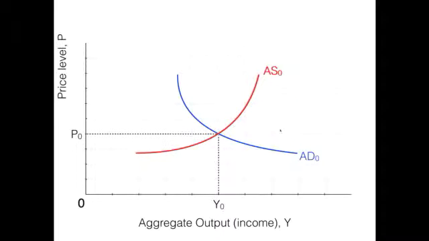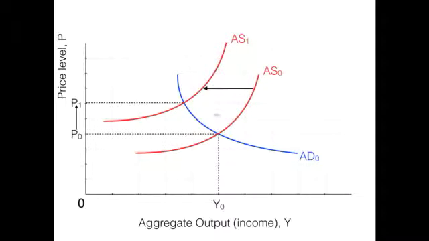If there's an increase in the cost structure, aggregate supply is going to shift to the left. You can see here our aggregate supply curve shifts to the left, and we are relabeling it as aggregate supply 1 to distinguish it from the original aggregate supply curve. The new equilibrium is going to occur where aggregate supply 1 intersects aggregate demand 0.